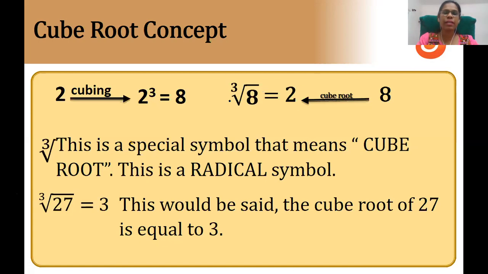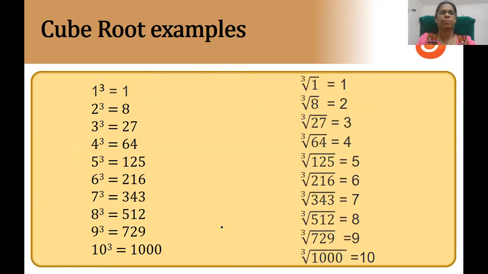Here, this is my radical. This is my value 3, which is fixed for cube root. This is my base. This is a special symbol that means cube root, and it is called the radical symbol. So we say that the cube root of 27 is equal to 3.